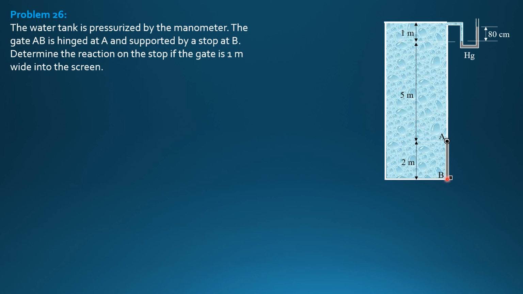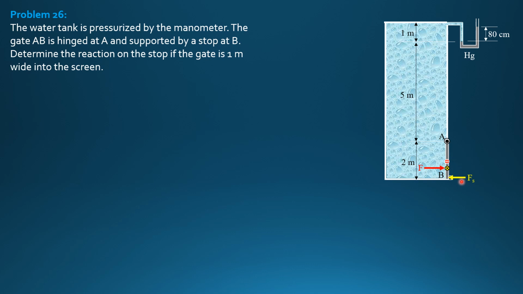So let's draw the free body diagram. We will not show the reactions at the hinge because they are not involved. We'll just locate center of pressure and centroid. 1 meter from A, 1 meter from the bottom also is the centroid. Then the distance between the centroid of area and center of pressure, where F acts, is e sub V. So this is the reaction on the stop.